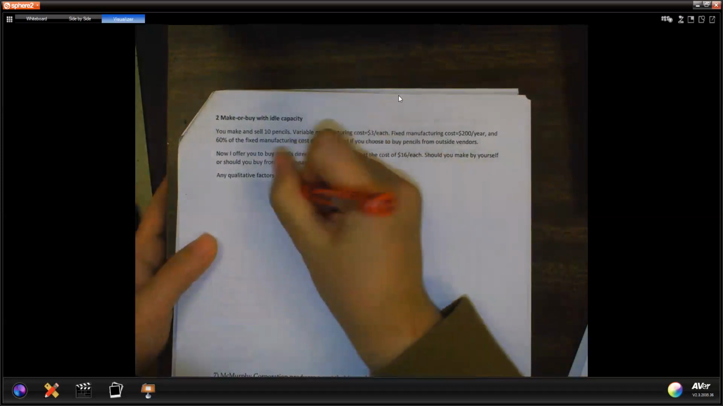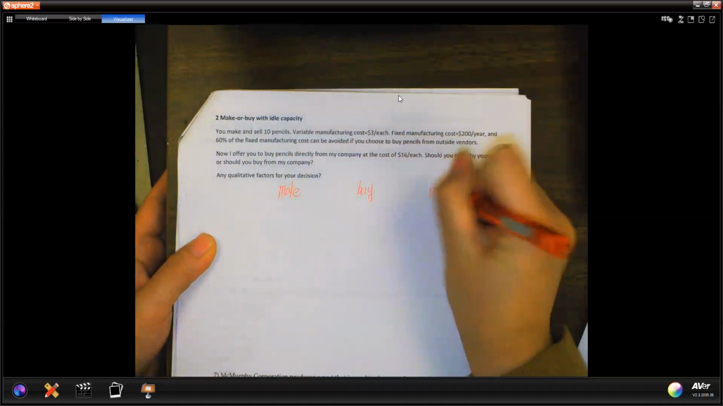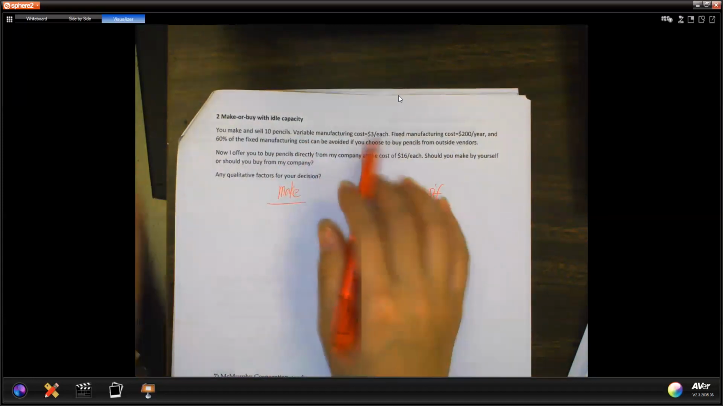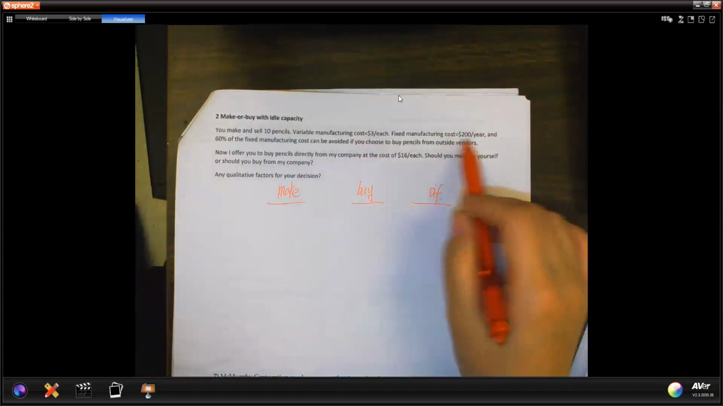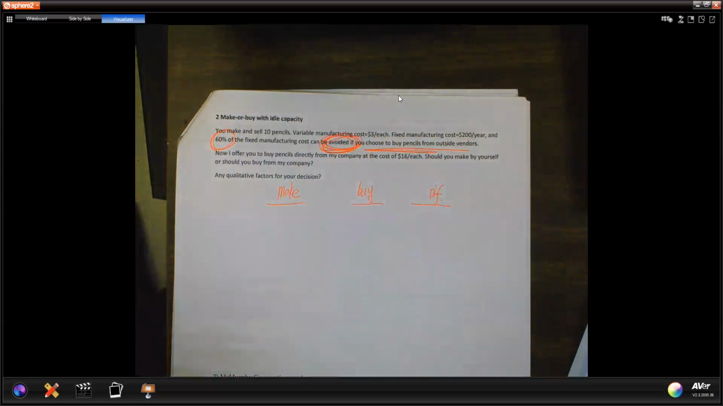So we have a make, and then we have a buy. We look at the difference. For this situation, you said that you are making 10 pencils, and the variable manufacturing cost of each one is 3. The fixed manufacturing cost is 200, and 60% of the fixed cost can be avoided if you buy. So if you buy, you can avoid 60% of your fixed cost. Now you can buy from me at 16 each.